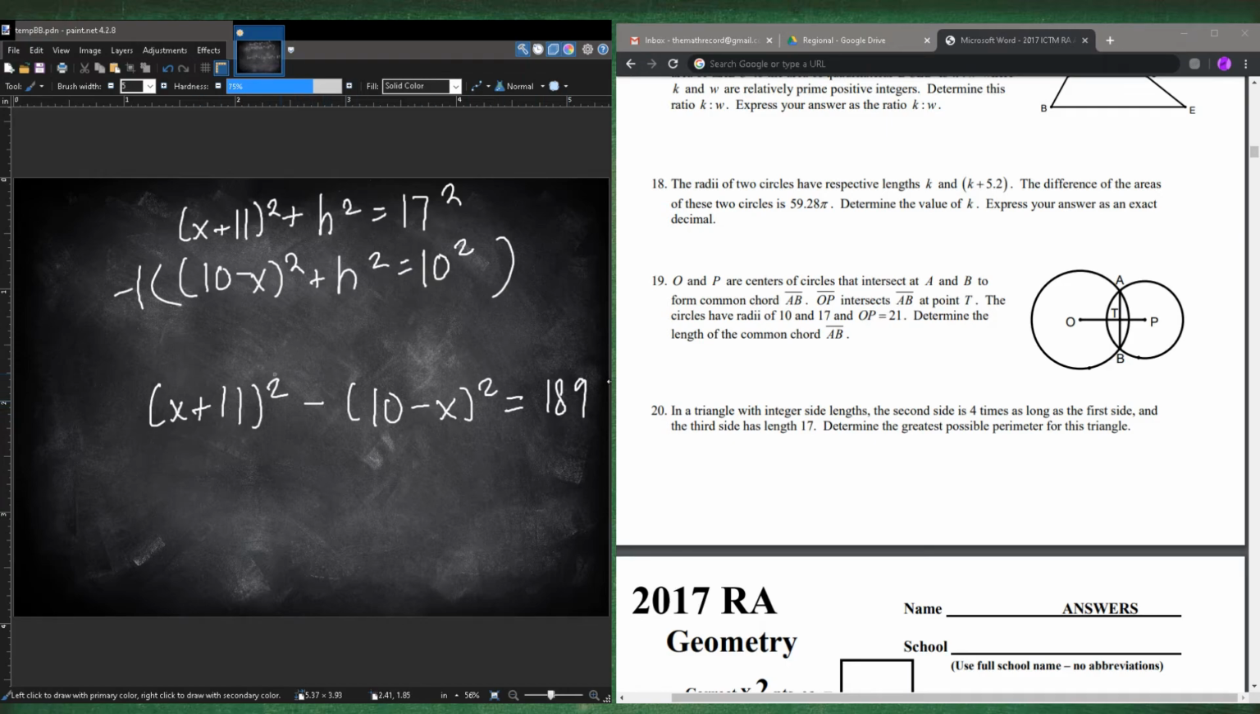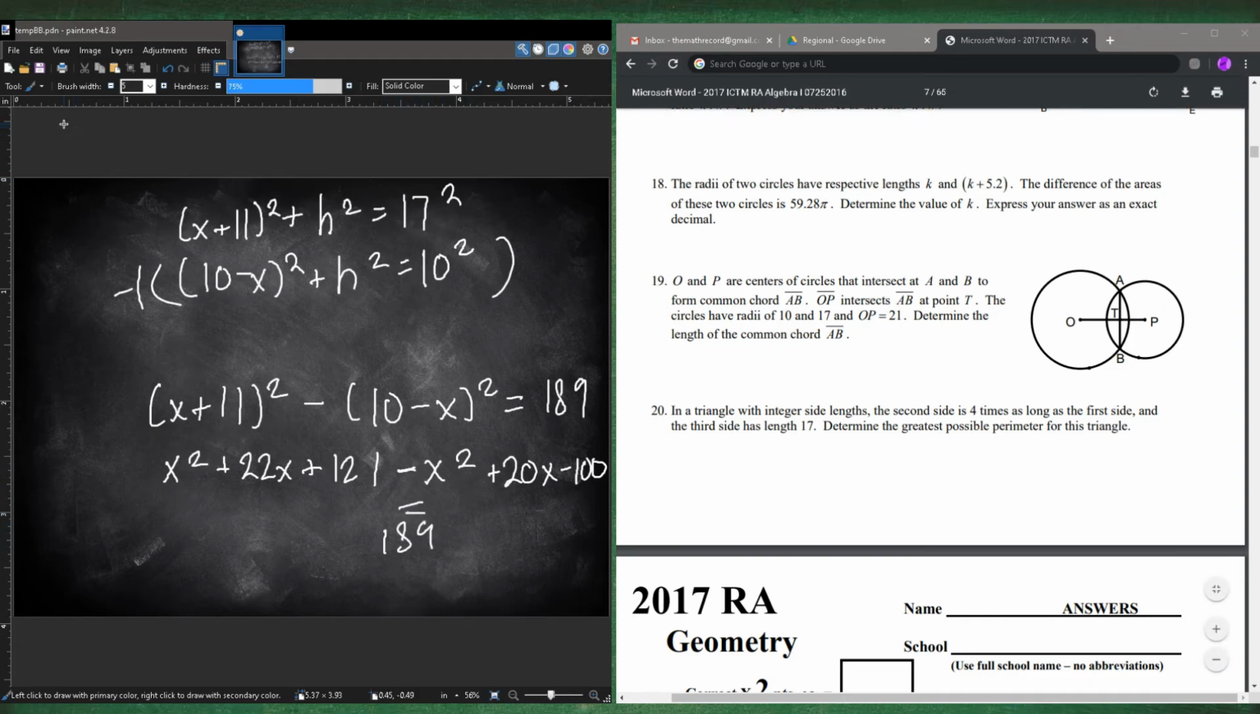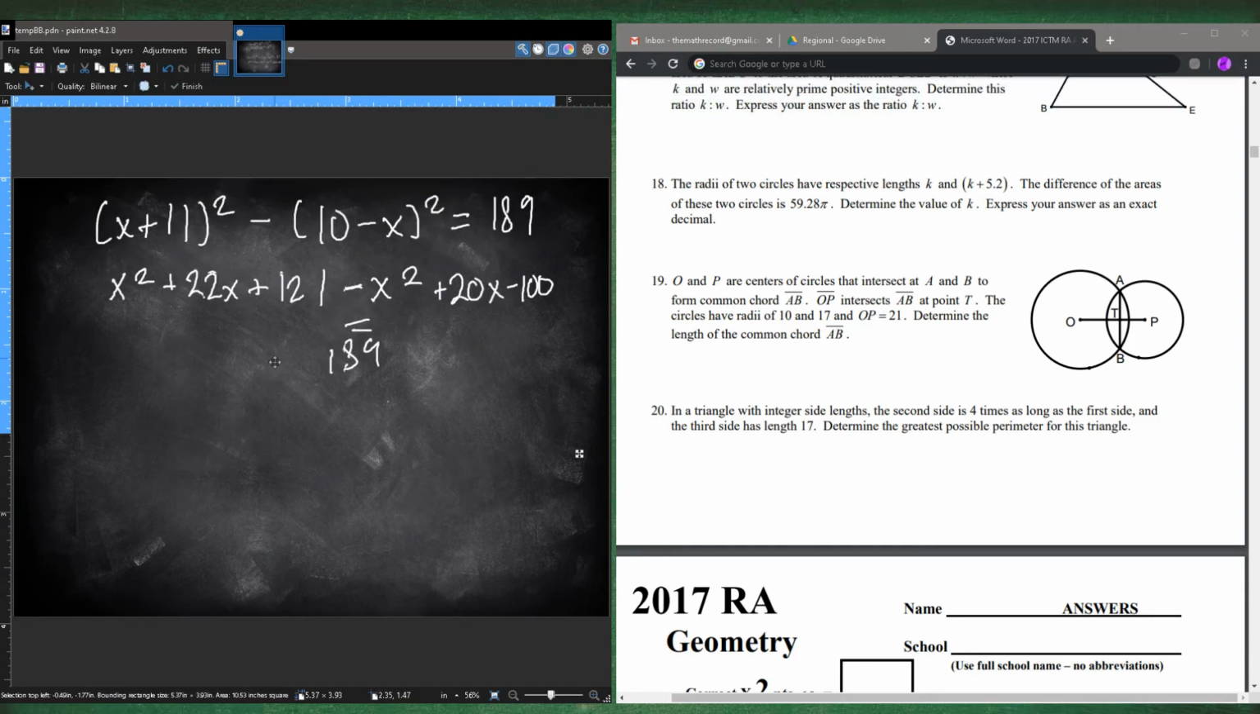Okay. Now let's expand this out and simplify. So this is x squared plus 22x plus 121. And this is minus x squared, that's minus 100 plus 20x. And this is minus 100. And that is all equal to 189. Okay, let's move this up.